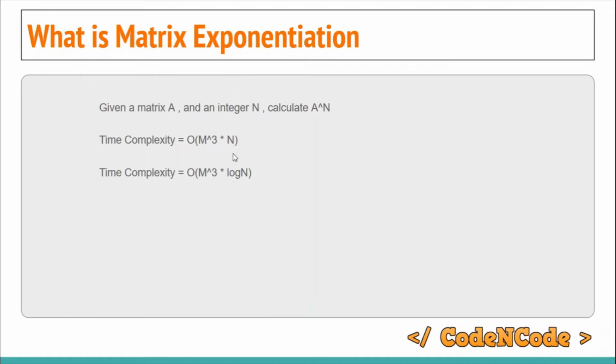If we optimize this code, we can do the same thing in m cube into log n time. As you can see, it is a very big improvement over the time complexity. The first one, the naive approach or brute force approach, would require m cube into n time for calculating A raised to power n, while the second method that we are going to study, exponentiation by squaring or binary exponentiation, would improve the time complexity and make it m cube into log n.